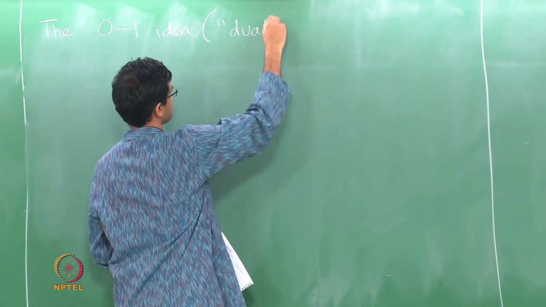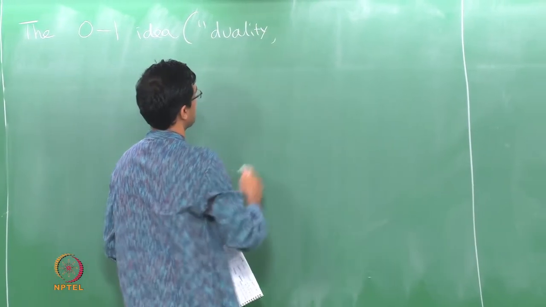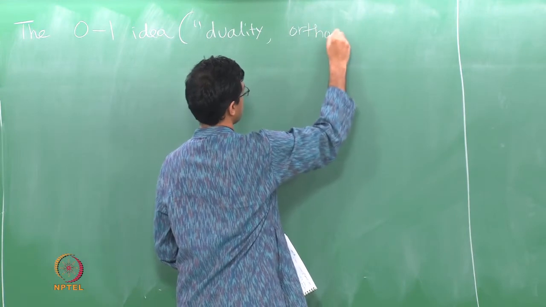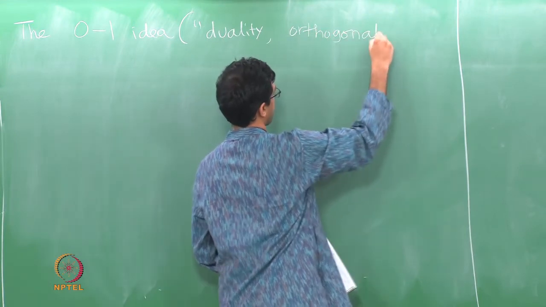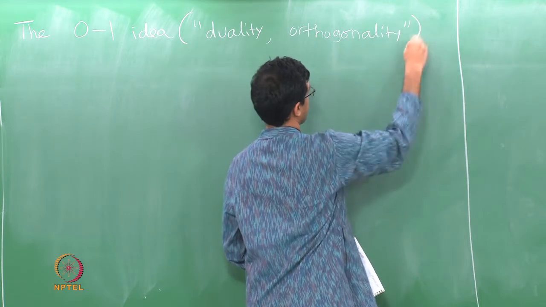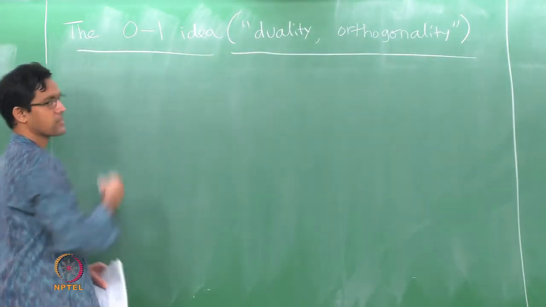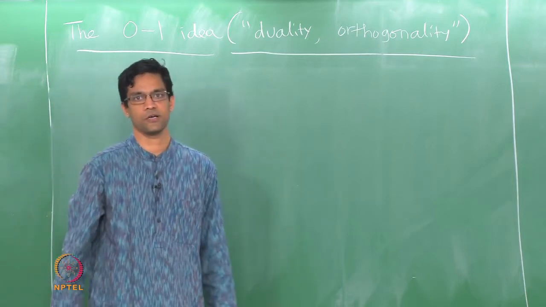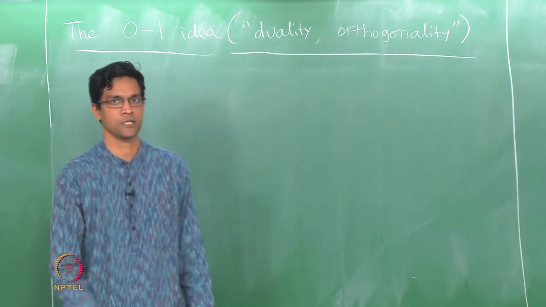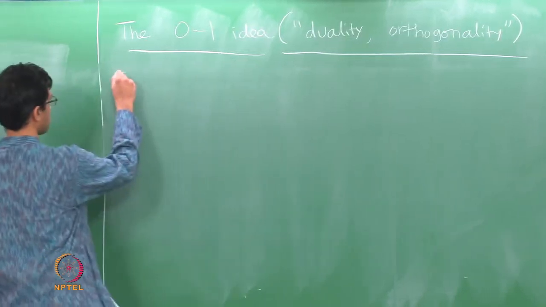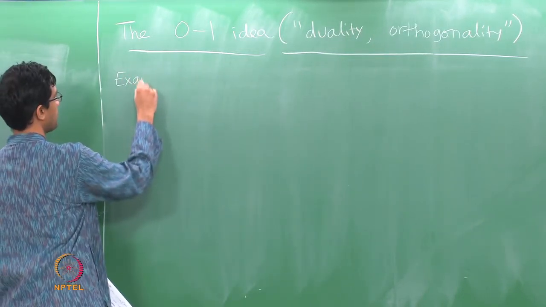In various contexts in which it appears, you will see terms like duality or orthogonality and so on mentioned. These are all words which will appear whenever this idea is used in various places in mathematics. Now let us just call it the 0-1 idea for now, and we will look at an example of this. So what is the 0-1 idea? What do I mean by that?